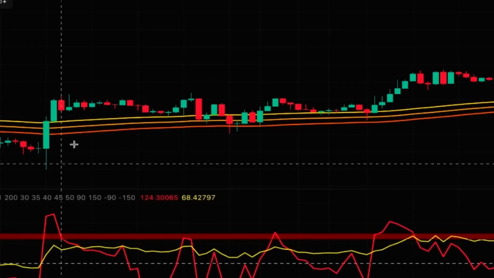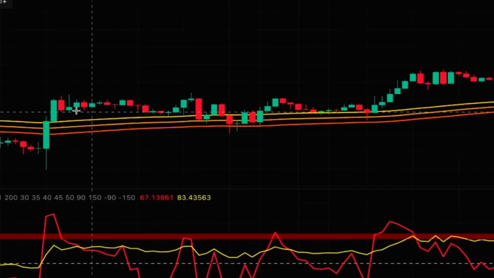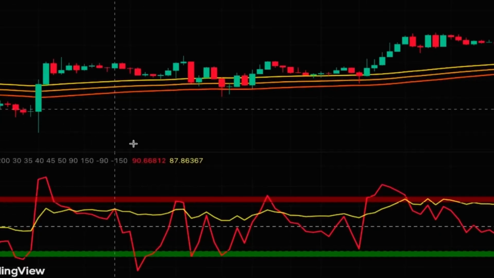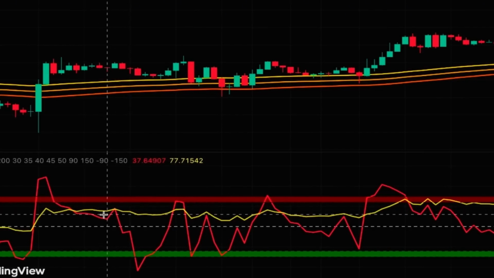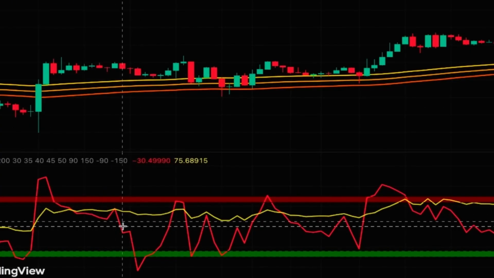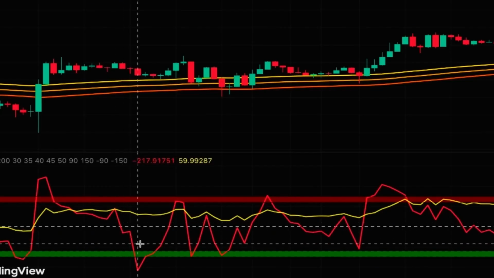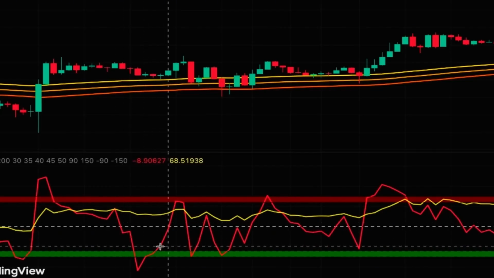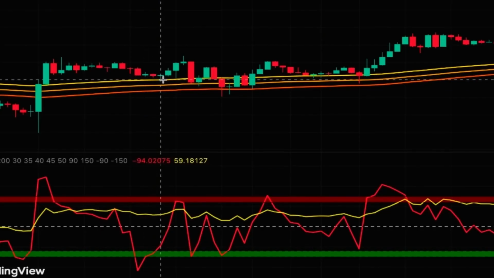For a long position setup, we wait for the price to go above the ribbon. And when we have the price above the ribbon, we want the yellow line here to be above the center line. So now we have two signals that the price is probably in an uptrend. In the next step, we wait for the red line to go below the center line. This shows that probably a pullback is forming on the chart.